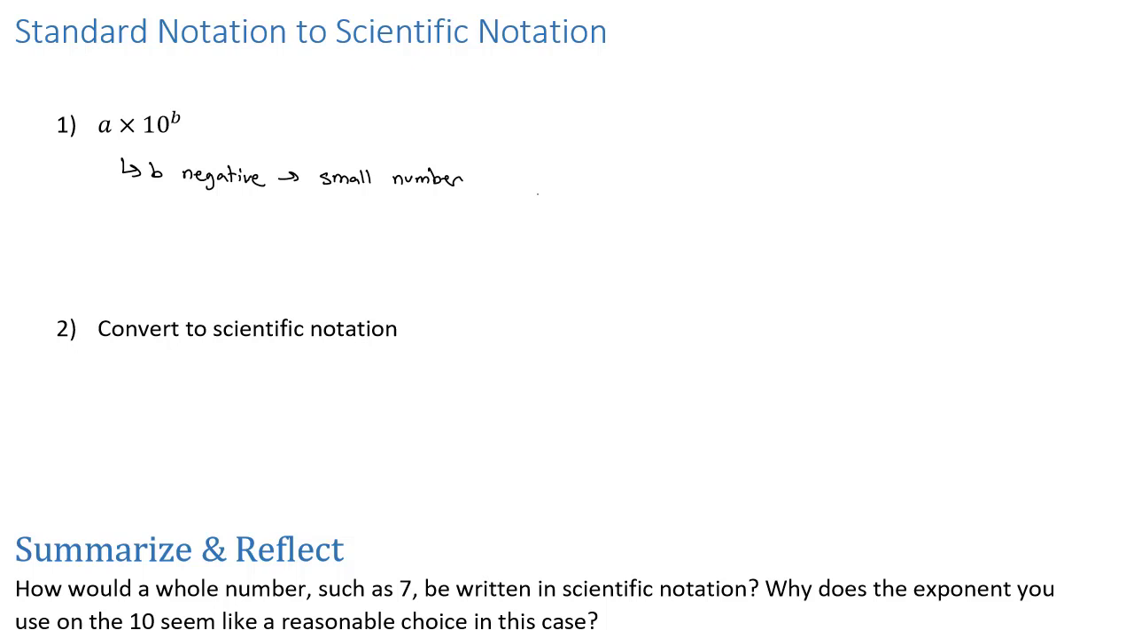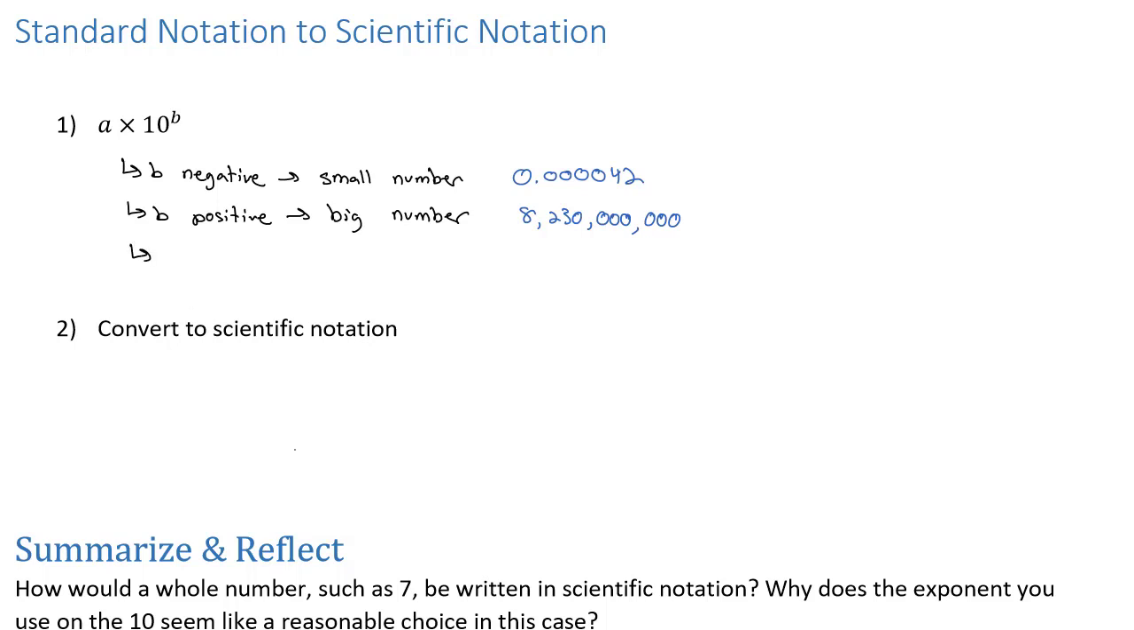So if I had a number like 0.000042, I know when I calculate my b, it's going to be a negative number. Similarly, if b is positive, I know that means I'm dealing with a big number. So when I'm looking for what my b is, if I've got a number like 8,230,000,000, I know the b has to be a positive number.